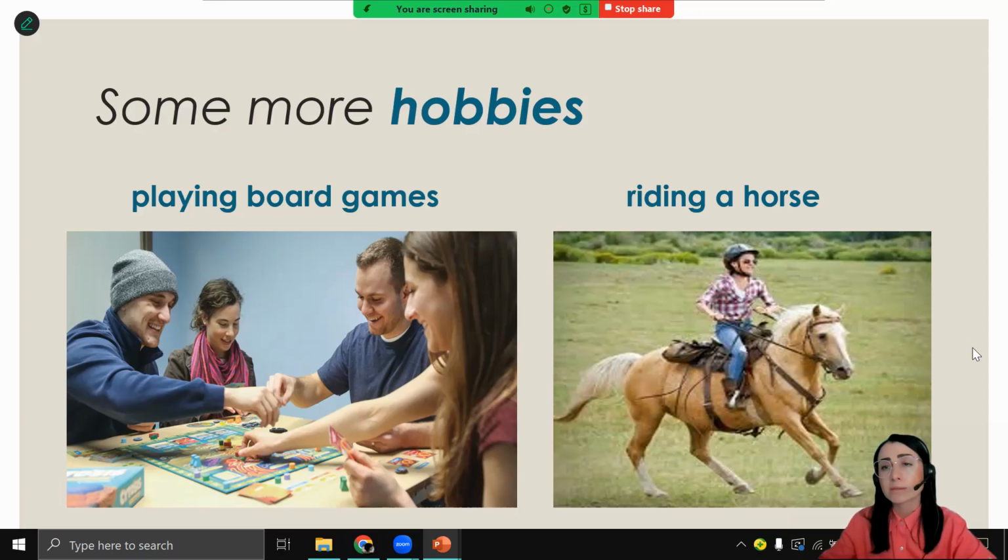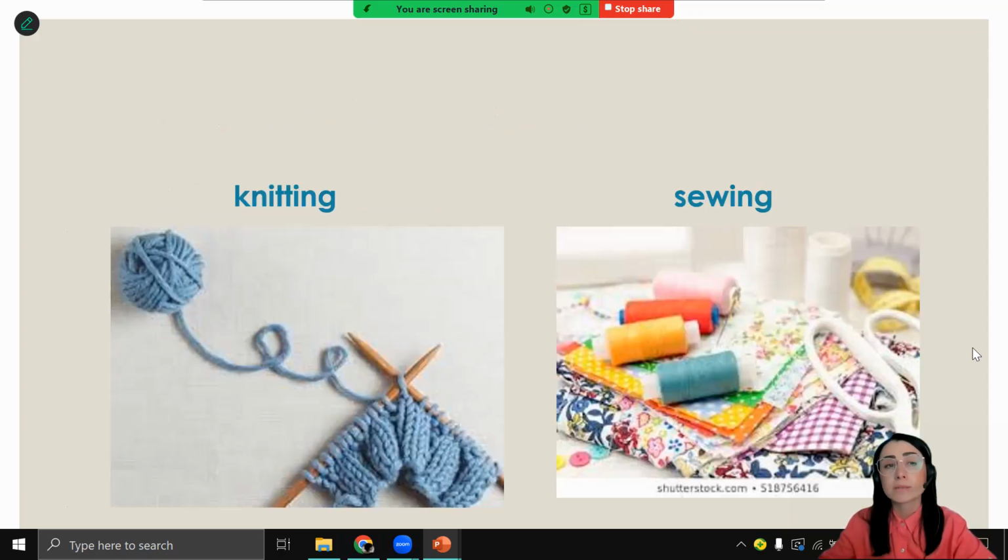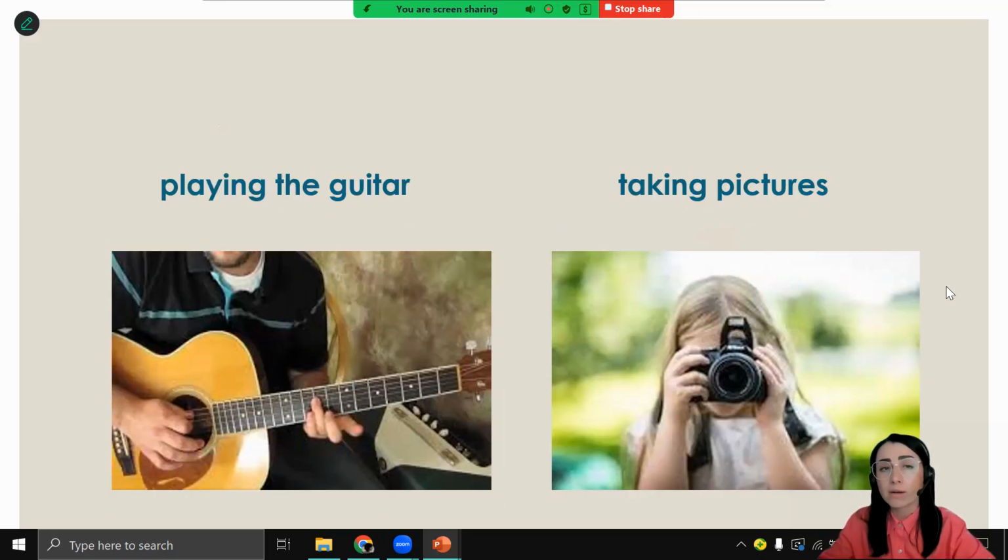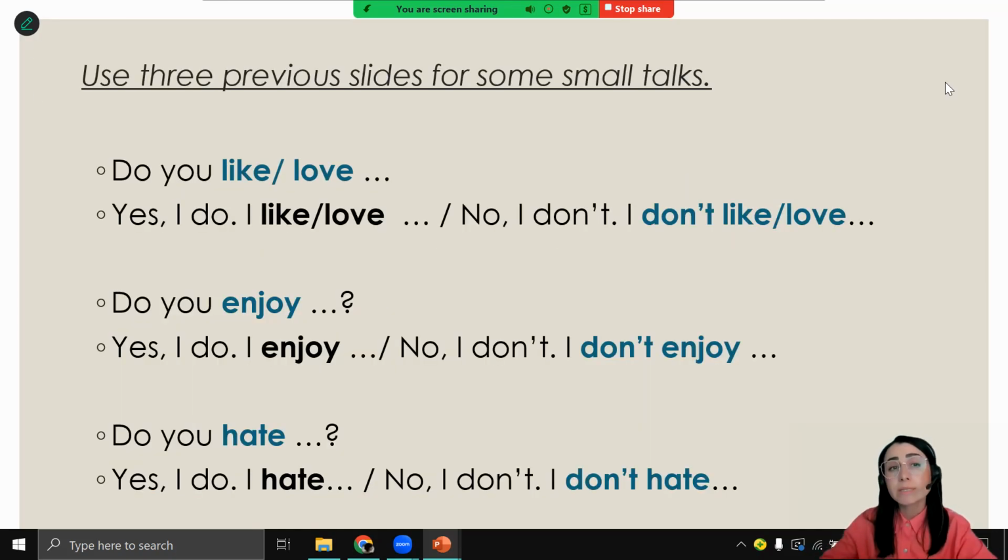Riding a horse. Knitting. Sewing. Playing the guitar. Taking pictures. Very well. On this slide, you can see three main verbs: like, enjoy, and hate.